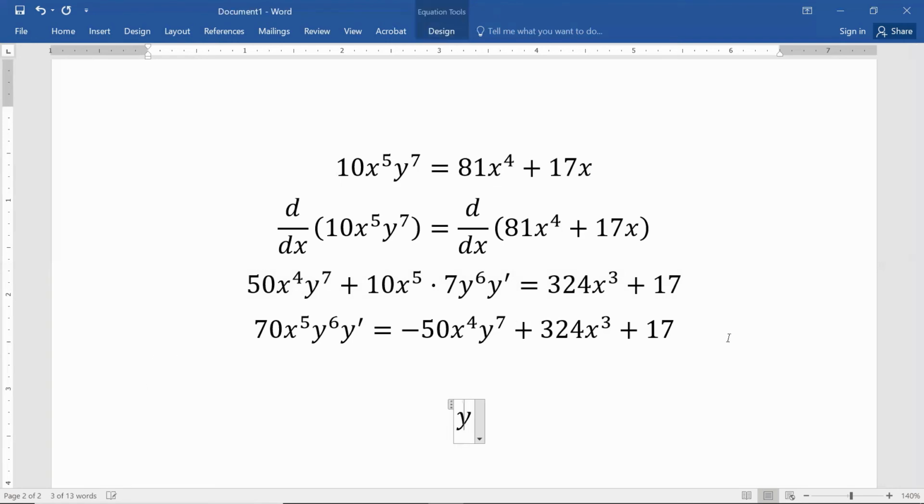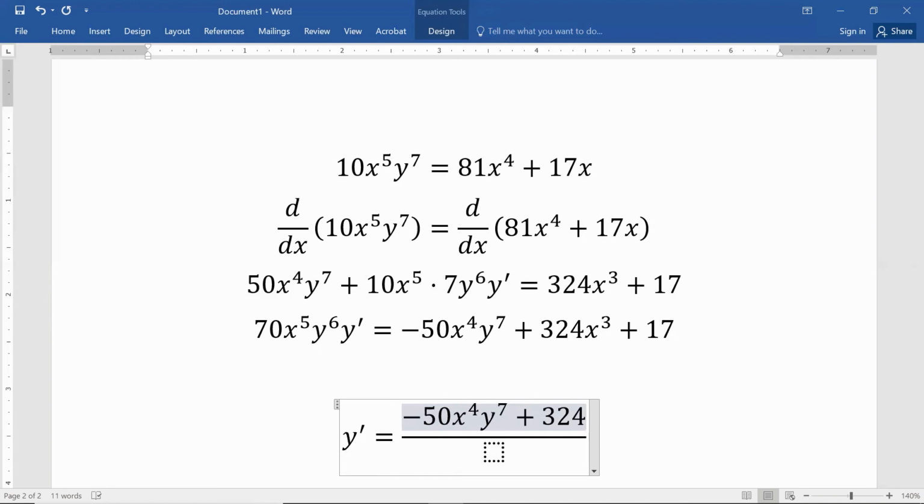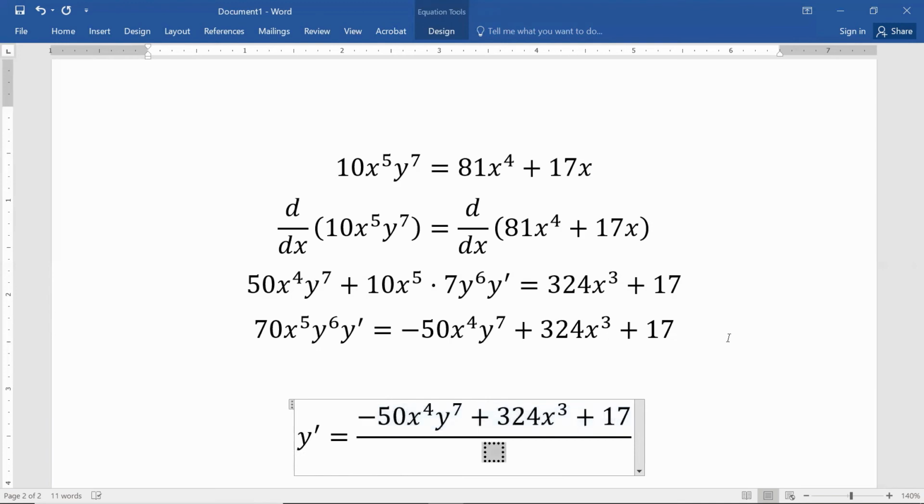Now it's a matter of dividing, and negative 50x to the fourth y to the seventh plus 324x to the third plus 17 divided by 70x to the fifth y to the sixth.